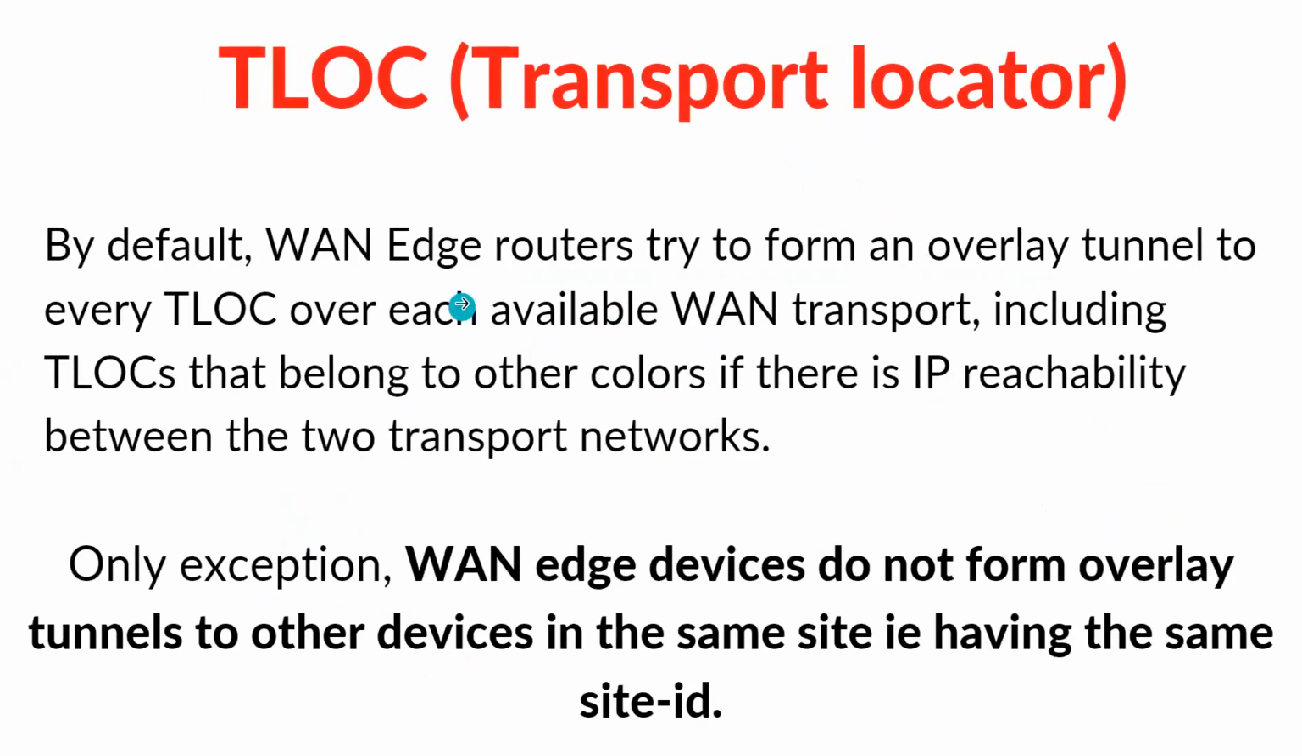Okay, what are the default things? By default, WAN edge routers try to form overlay tunnels to every TLOC over each available WAN transport, including TLOCs that belong to other colors, if there is IP reachability between two transport networks, right? So what does it say?